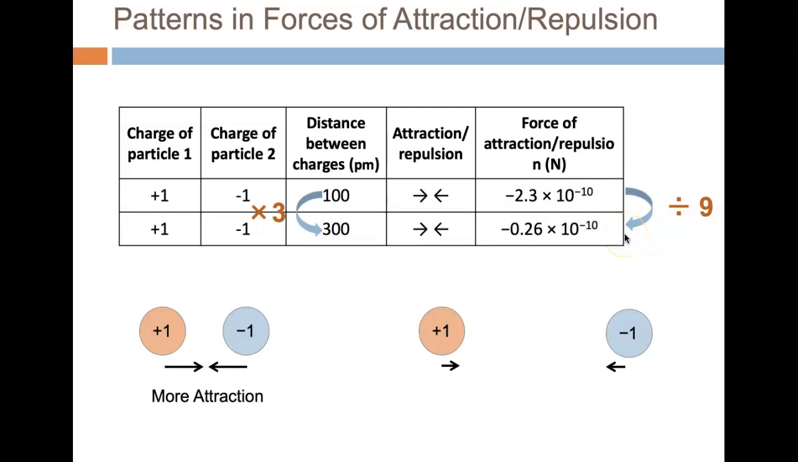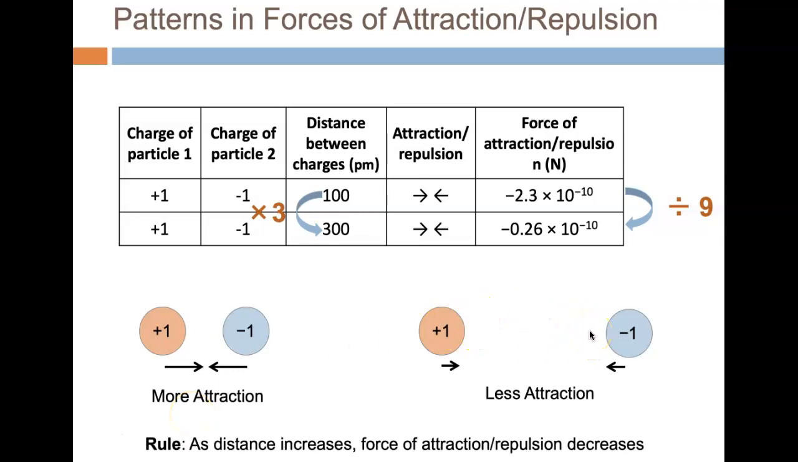So when I make the distance 3 times bigger, I'm making the attraction 9 times smaller. That's very significant. So here, if the charges are closer together, there's more attraction. If they're further apart, there's less attraction. So our rule: as distance increases, force of attraction decreases. As the distance between the charges gets bigger, the force of attraction gets smaller. And I would keep magnets in your head as a mental model. When you pull a magnet away from the fridge, it very quickly loses its attraction for the refrigerator with even just a little bit of distance away. So distance plays a bigger role here.